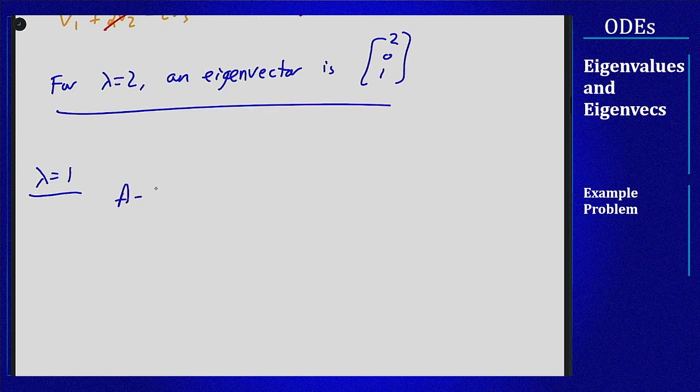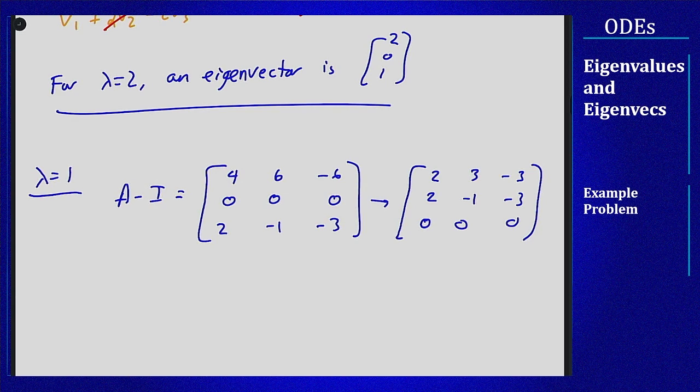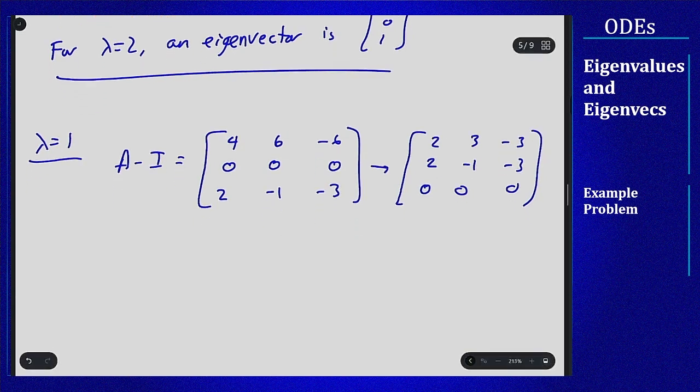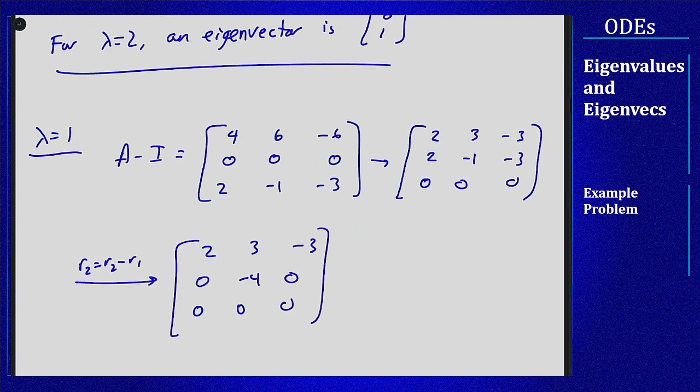Now let's see what we get for lambda equals 1. If I do A minus I, I get the following matrix. To reduce, I'm going to swap rows 2 and 3 and divide the first row by 2. And then if I do row 2 is row 2 minus row 1, then I can divide row 2 by -4.